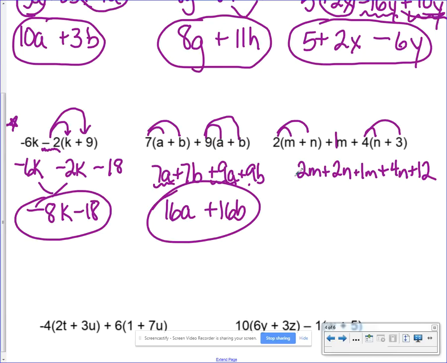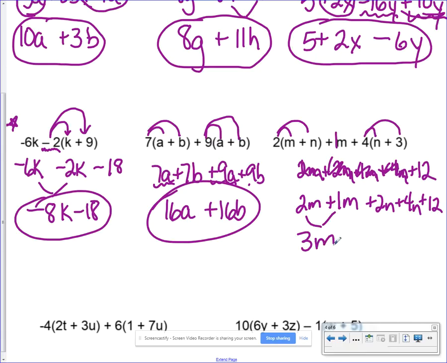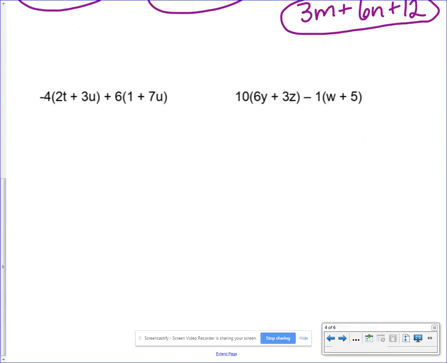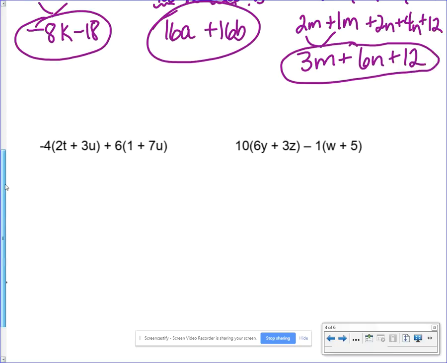All right, now I might even need to rewrite this. I have a 2m because I've got so much going on, and I have a plus 1m, and then I have a plus 2n right there, and a plus 4n right there, and then plain old 12 as the constant. That's as far as you can go. These are all different terms. They are not like terms. Okay? Oofta. Look at this one.